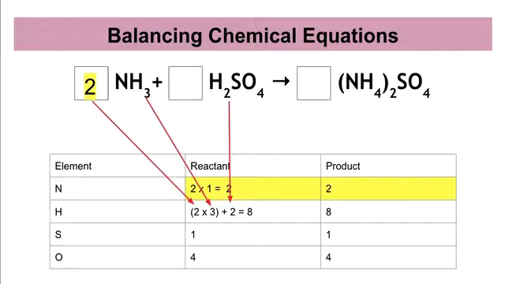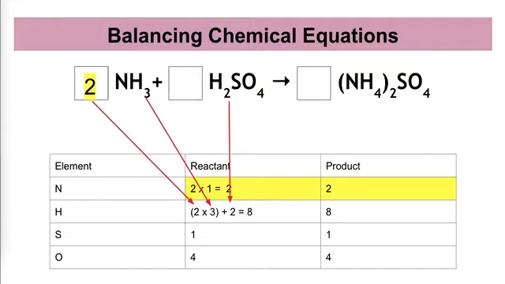I now have 2 nitrogen atoms on my reactant side and 2 on my product side. I now have 8 hydrogens on my reactant side and 8 on my product side.